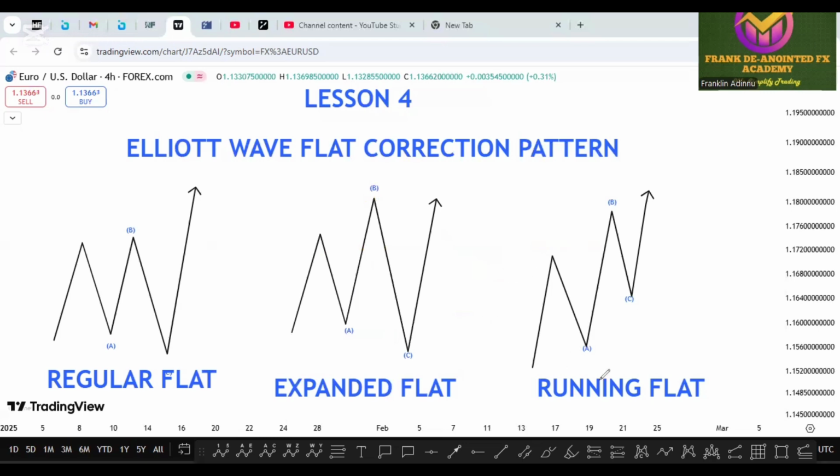So the third one is a running flat. You can see it looks like it's running. See the wave A, the wave B shoots above wave A, but the wave C could not come below. You only come half of wave A, 50% of wave A, or 70% of wave A. You can come 70%, can come 50%, but they cannot break below. So once you see a pattern that didn't break below the A, and the wave B breaks above the starting of wave A, and the wave C could not break below wave A, then you know it's a running flat. It's very difficult to trade running flat.